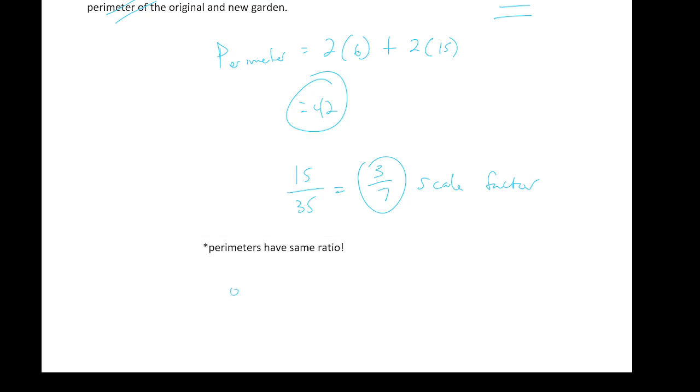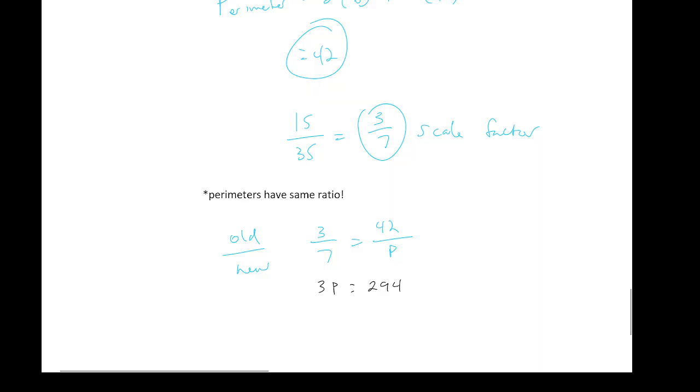So we're just going to go old to new, right? Which is 3 to 7, which is equal to the perimeter, which is going to be 42, to the new perimeter, which is P, right? And then we just solve from there. We're going to do a little cross product, right? So we have 3 times P is equal to 7 times 42, which is 294.